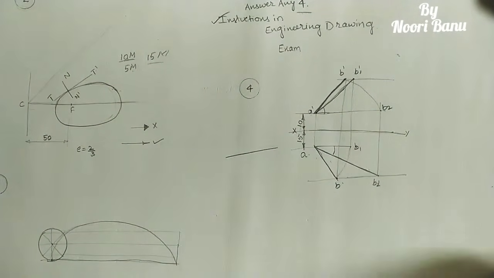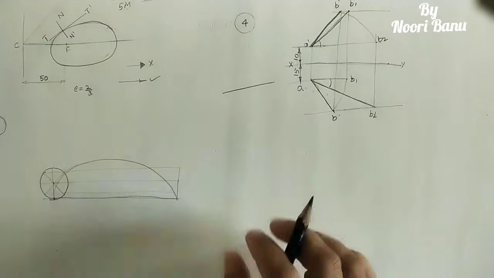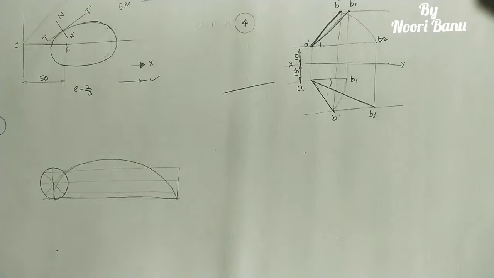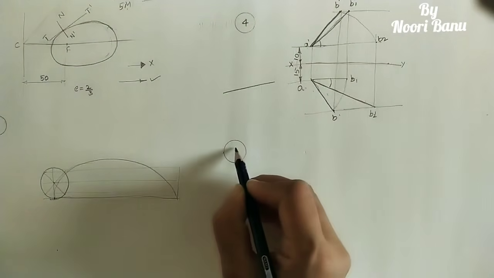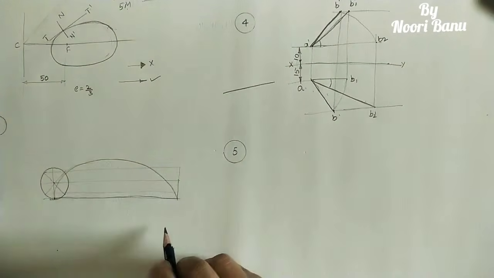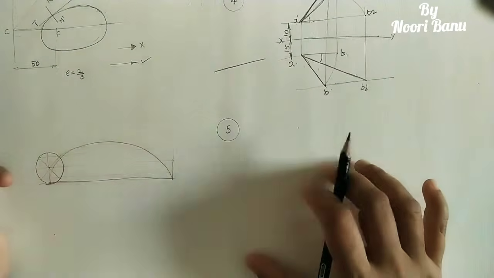Now after that we have to take the fifth question. In the fifth question also we have to draw the circle. In this circle we have to keep 5. Write clearly and do the fifth question here.